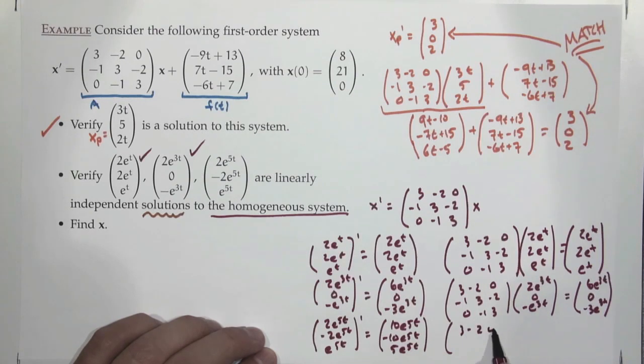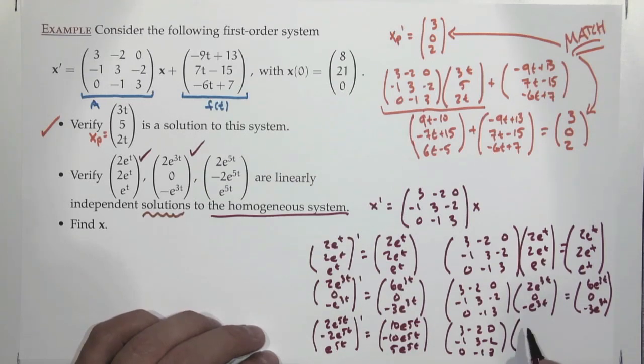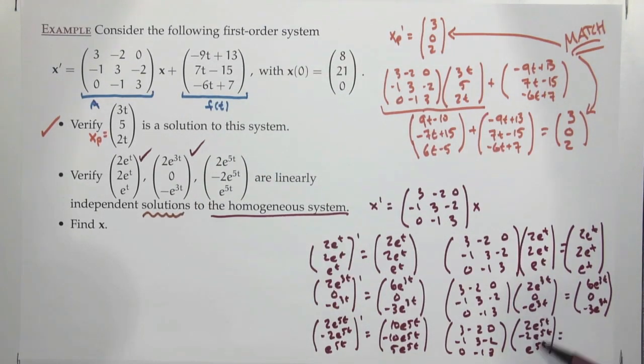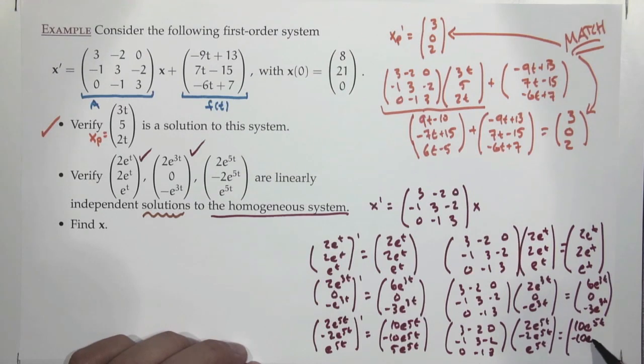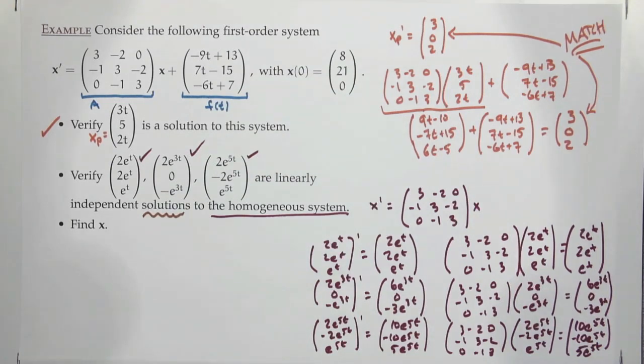Okay. And the good news is, I think this will be our last time writing down this 3 by 3 matrix. So 3, minus 2, 0, minus 1, 3, minus 2, 0, minus 1, 3, times 2e to the 5t, minus 2e to the 5t, and e to the 5t. All right. Again, focus on the coefficients, since everything has e to the 5t attached. 6 plus 4 plus 0 is 10. Minus 2, minus 6, minus 2, minus 10. 0 plus 2 plus 3, 5. Do they match? Yes. Okay, so we have now gotten to the point where these are solutions.